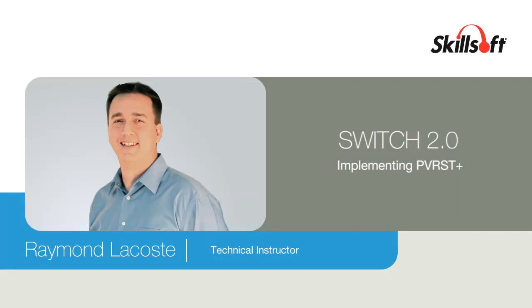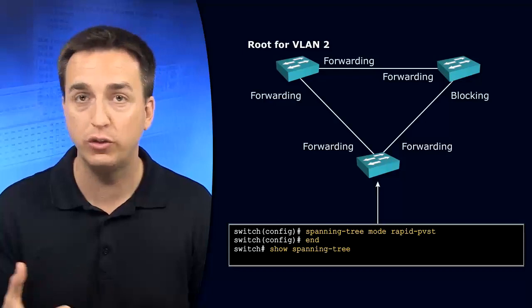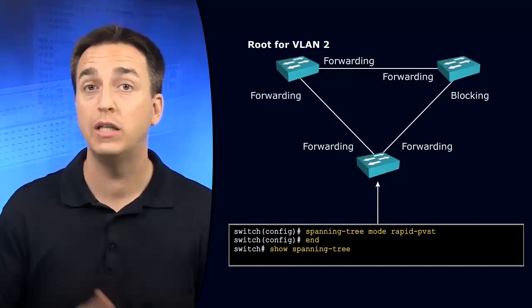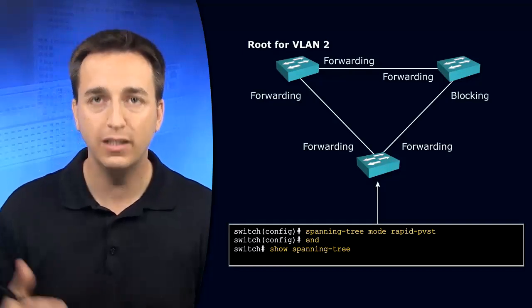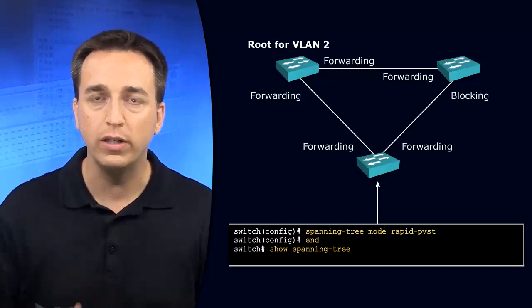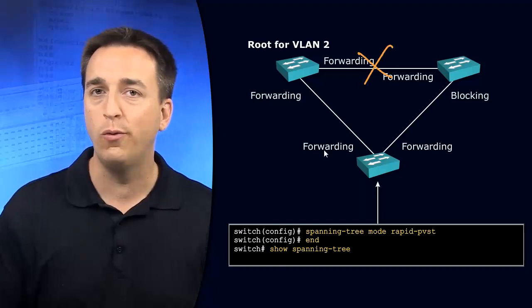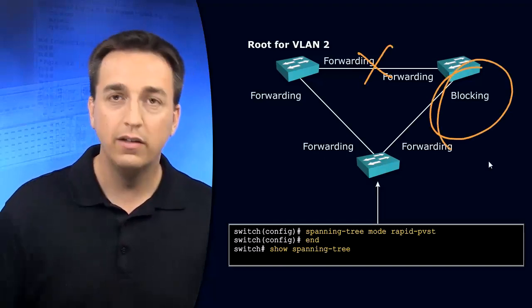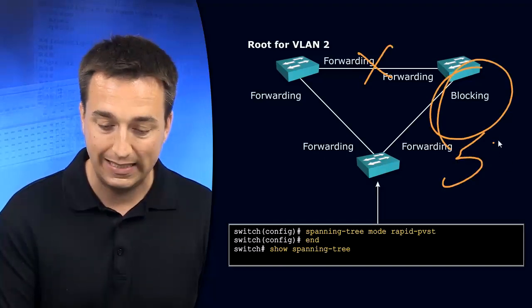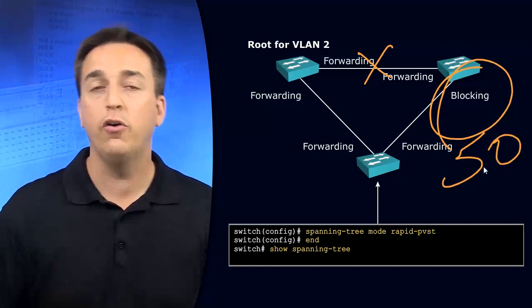Spanning tree protocol, 802.1d, which is what per VLAN spanning tree plus is based on, is slow. It's really slow to converge. So for example, if all of a sudden this link went away, it would take approximately 50 seconds for that to go to the forwarding state.